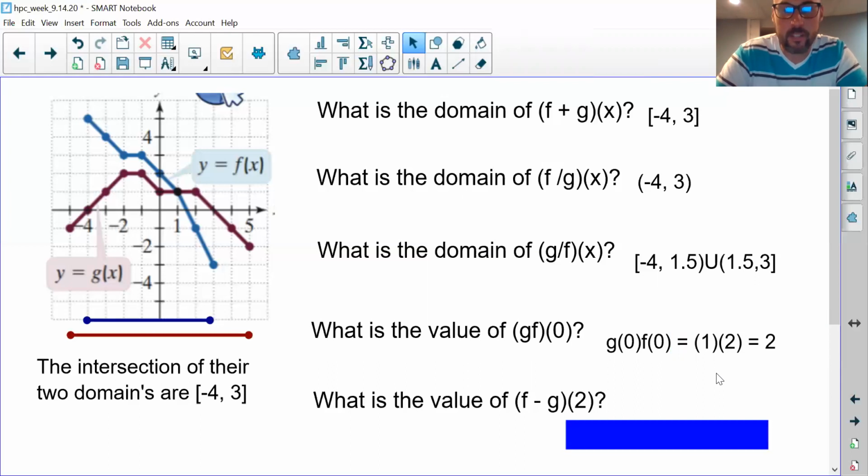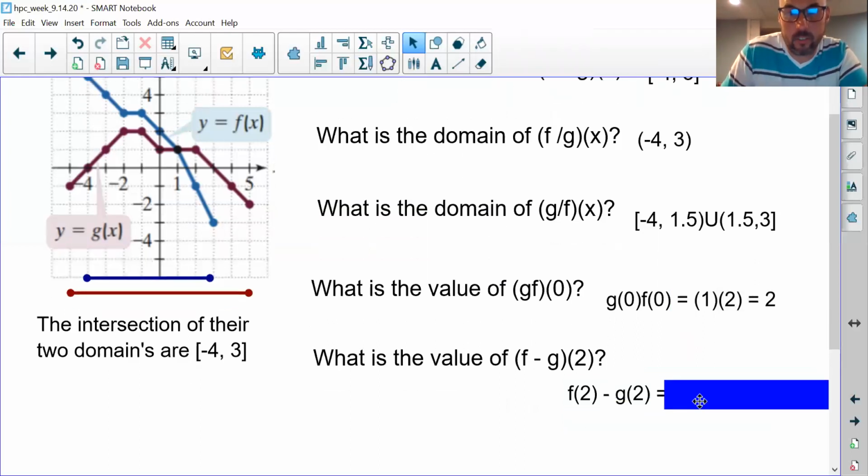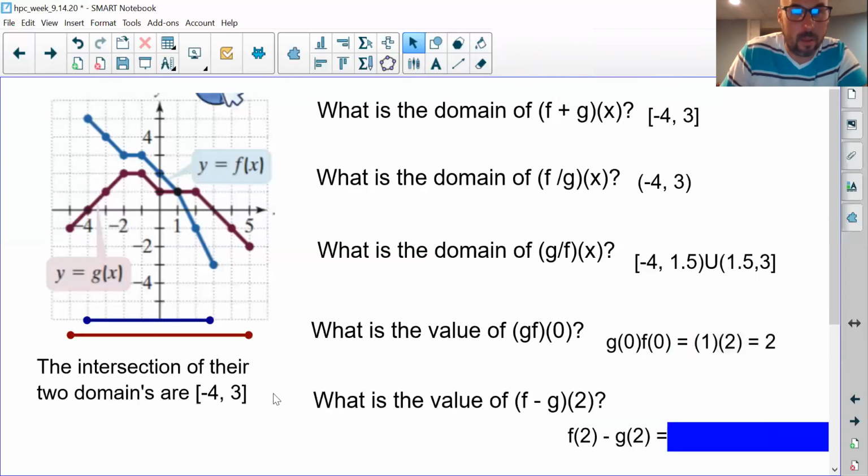What about f minus g of 2? That's the same thing, of course, as f of 2 minus g of 2. Looking at my graph, f of 2 is -1, and g of 2 is +1. So -1 minus 1 is -2.